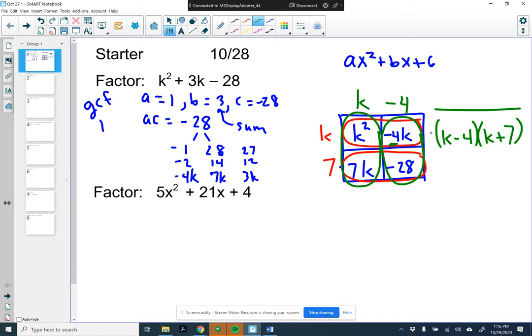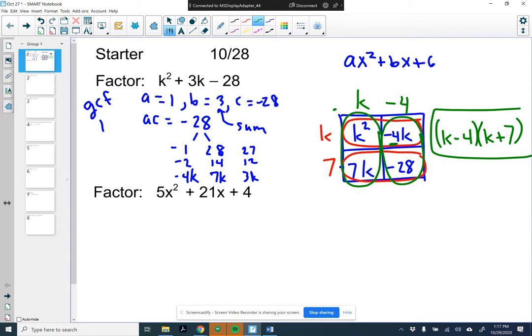And we can use the table to check our answer. K times k is k squared. K times negative 4 is negative 4k. K times 7 is 7k. Negative 4 times 7 is negative 28. And if we add those four things together, it creates the polynomial that we started with, the quadratic we started with.